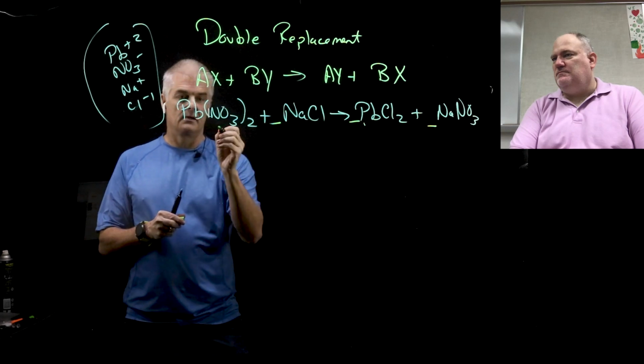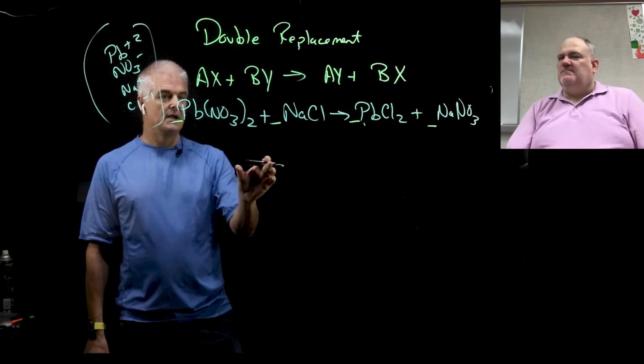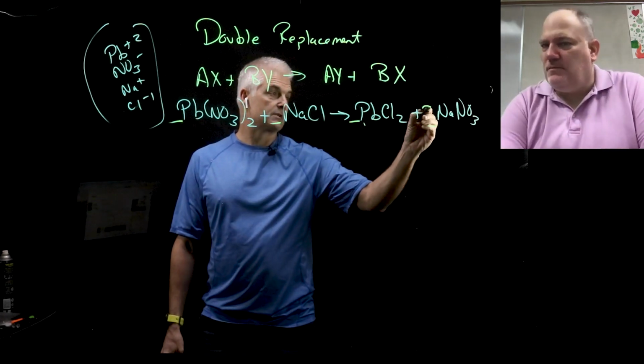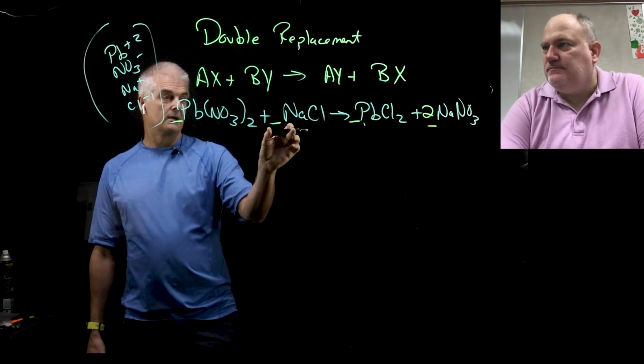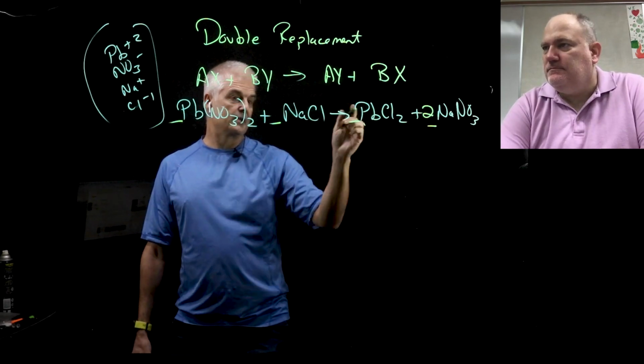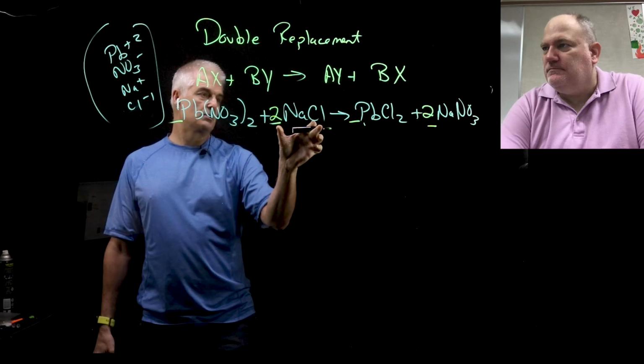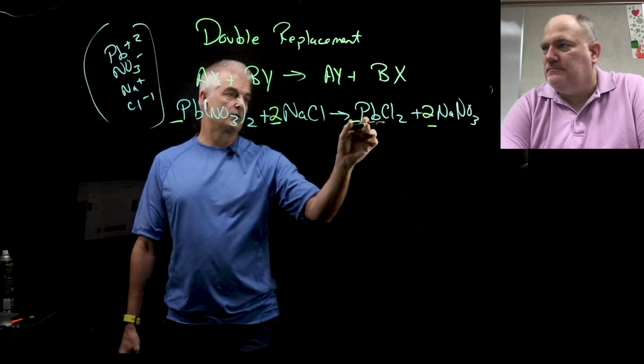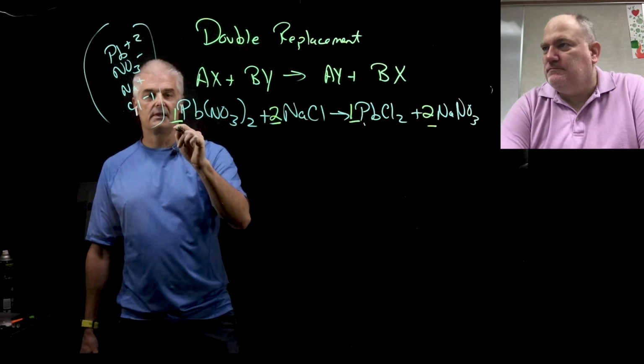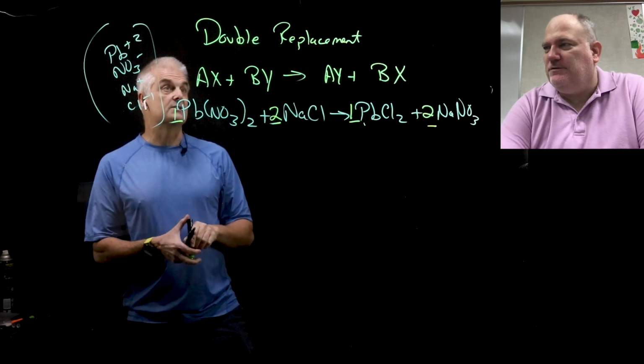Arrow, arrow, or underline, underline to do my coefficients. My nitrates are 2. I'm going to fix it by putting 2 here. So that gives me 2 sodiums. I pop over here, give myself 2 sodiums, then I've got 2 chlorides. Look at that. 2 chlorides makes 2 chlorides. 1 lead makes 1 lead. That's the answer. All right, so that's a double replacement reaction.